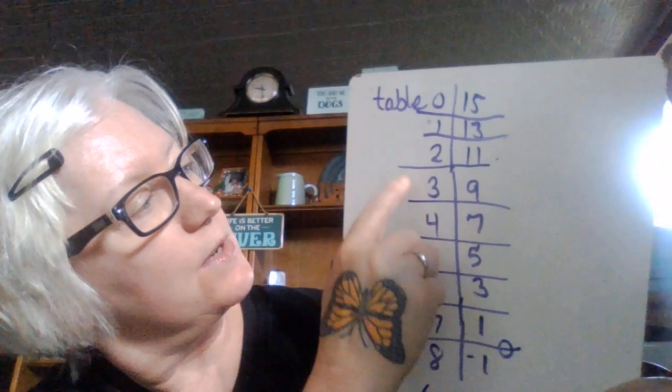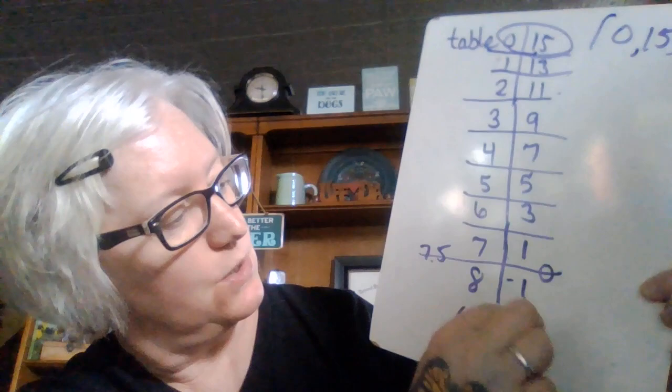Now the y-intercept, we're going to have to extend it the other direction up here. So I have 3, 2, 1, 0. And 9, 10, 11, 12, 13, 14, 15. So now I've extended my table where I have 8, 7, 6, 5, 4, 3, 2, 1, 0. And then these are going up by twos. So my y-intercept is up here at 0, 15. And my x-intercept was between two numbers, 7.5 and 0.